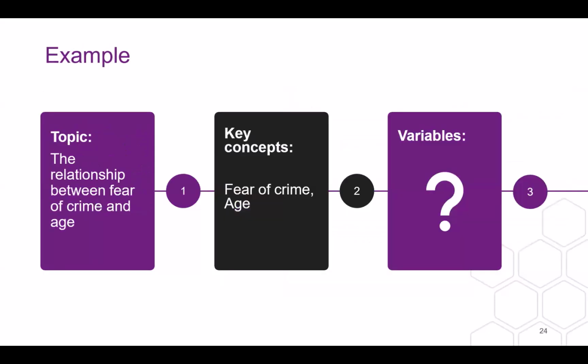So, for example, let's say I'm interested in looking at the relationship between fear of crime and age. Maybe I've seen something in the media or I've seen some interesting literature and I'm thinking, yeah, this is something that I want to explore. So, my key concepts here are fear of crime and age. So, we need to find some data which has variables that measure these concepts and will allow us to formulate and answer a research question about them.